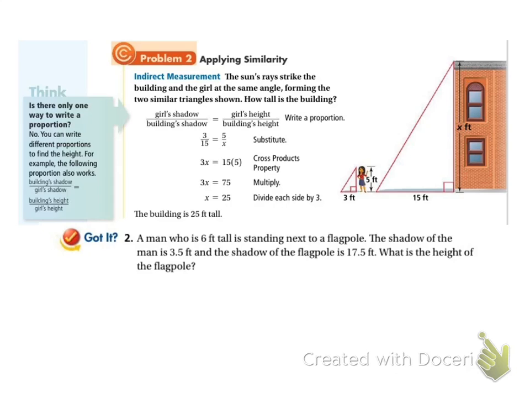Okay, same idea here, but now we're going to use a real life situation. I have a girl that has a shadow and I have a building that has a shadow. I'll put the shadows on one side and I'll put the heights on the other. I need to make sure that the girl goes on top and the building goes on the bottom, right? And this side needs to be talking about one side, so they're talking about the bottoms of these triangles.